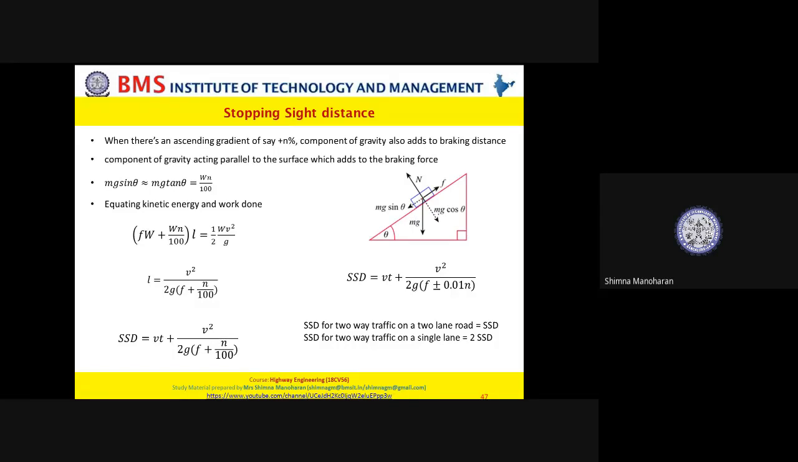You have mg cos theta. If this is theta, this will be 90 minus theta, and you have theta here again. So this is mg cos theta, and mg sin theta. The component of gravity which is acting parallel to the surface will be mg sin theta, right? Since the inclination is very less, you can approximate sin theta to tan theta, and tan theta is nothing but the slope. So mg I take as W, and tan theta is nothing but n by 100. Is this clear?